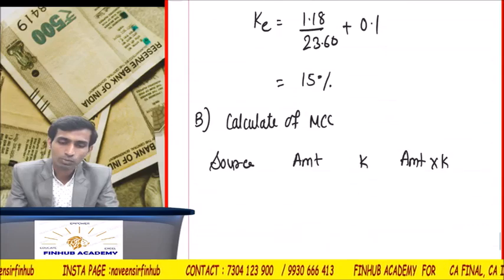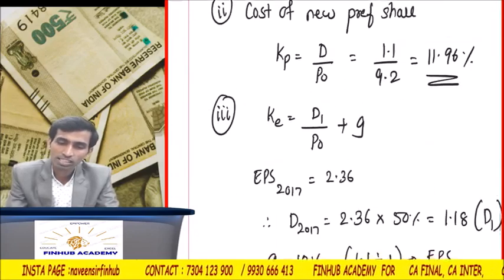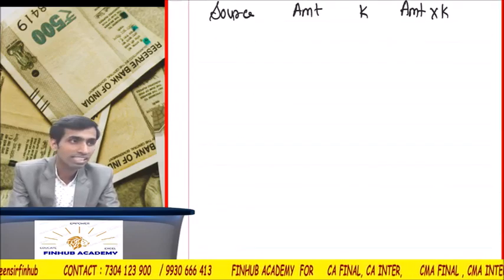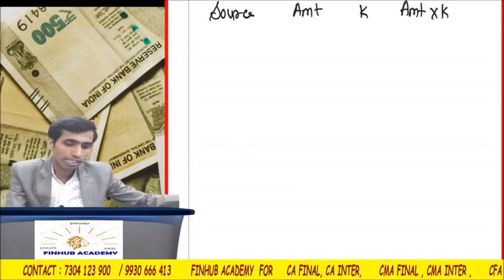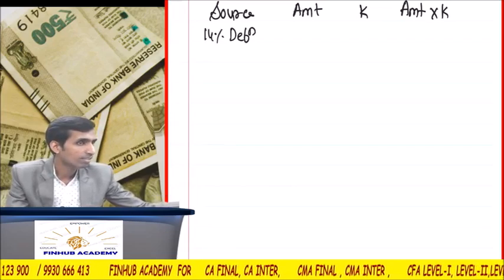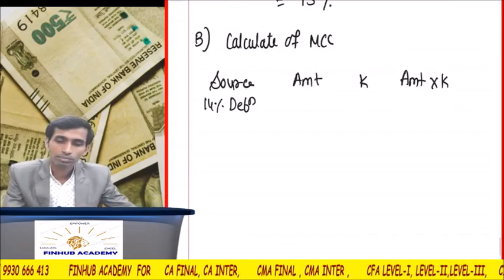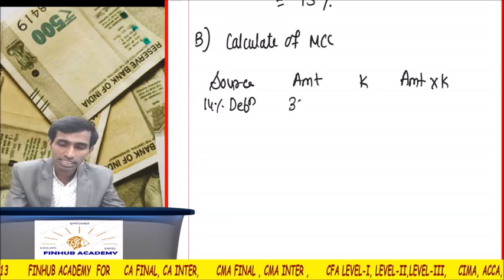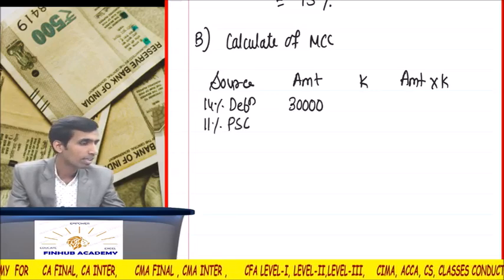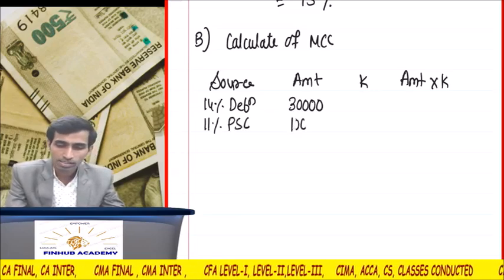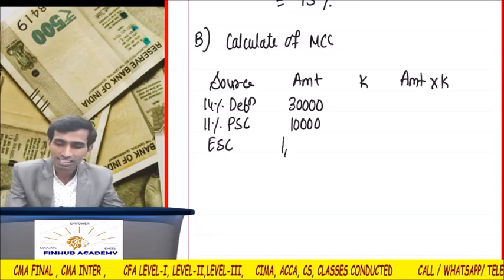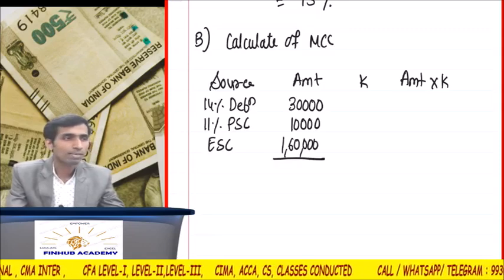First, equity, first was what? Debenture 8.33. From the question, 14% debenture. What is the amount? 30,000. 11% preference share capital 10,000. Same from the first table I will copy. Equity share capital 1,60,000. So the total is how much? 2 lakhs.